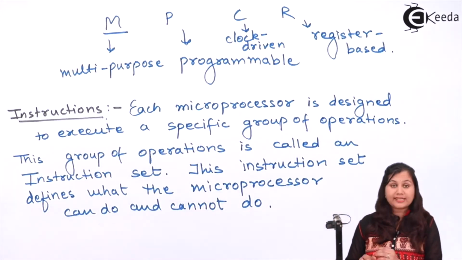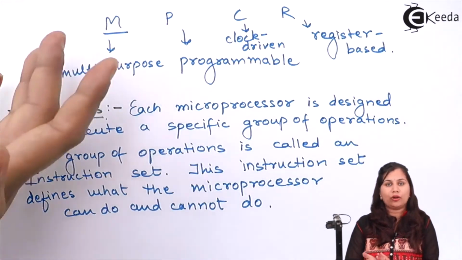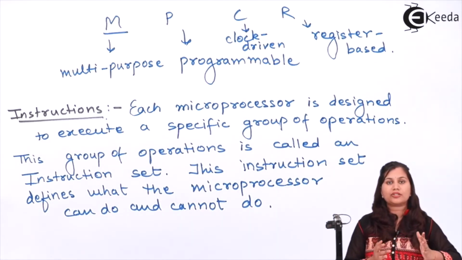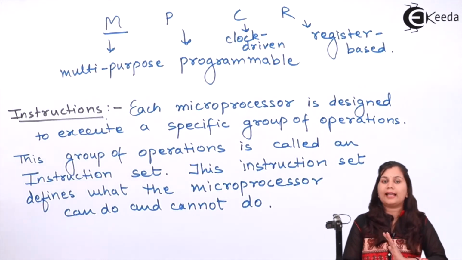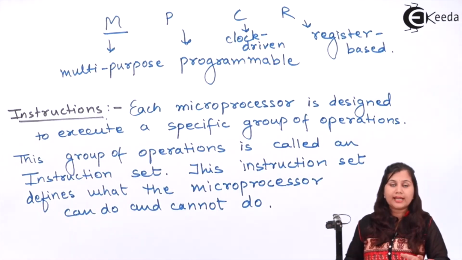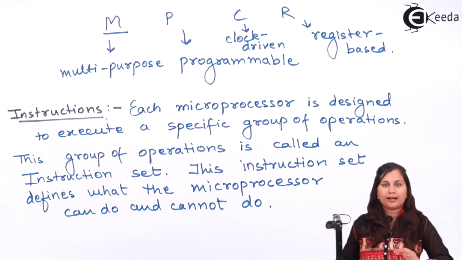Now this instruction set defines what the microprocessor can do and what it cannot do. Because when the microprocessor is being manufactured, at the time of manufacturing only, the instruction set for each microprocessor is defined. When the manufacturing of the microprocessor is going on, the manufacturer defines all the instructions, and all the instructions are combined in the instruction set, and that instruction set is provided to the customer.